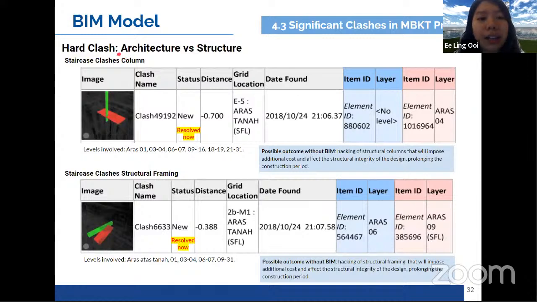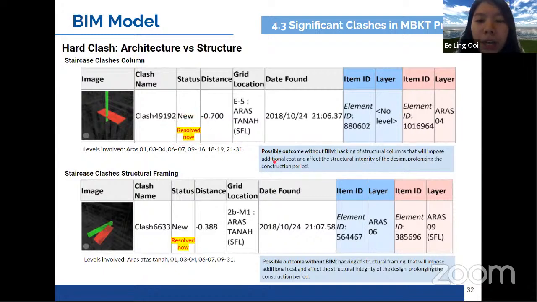So this is the hard clash between staircase and structural components such as column and structural framing. The levels involved are stated here. This report was actually generated back in 2018, so currently all the clashes are being resolved.